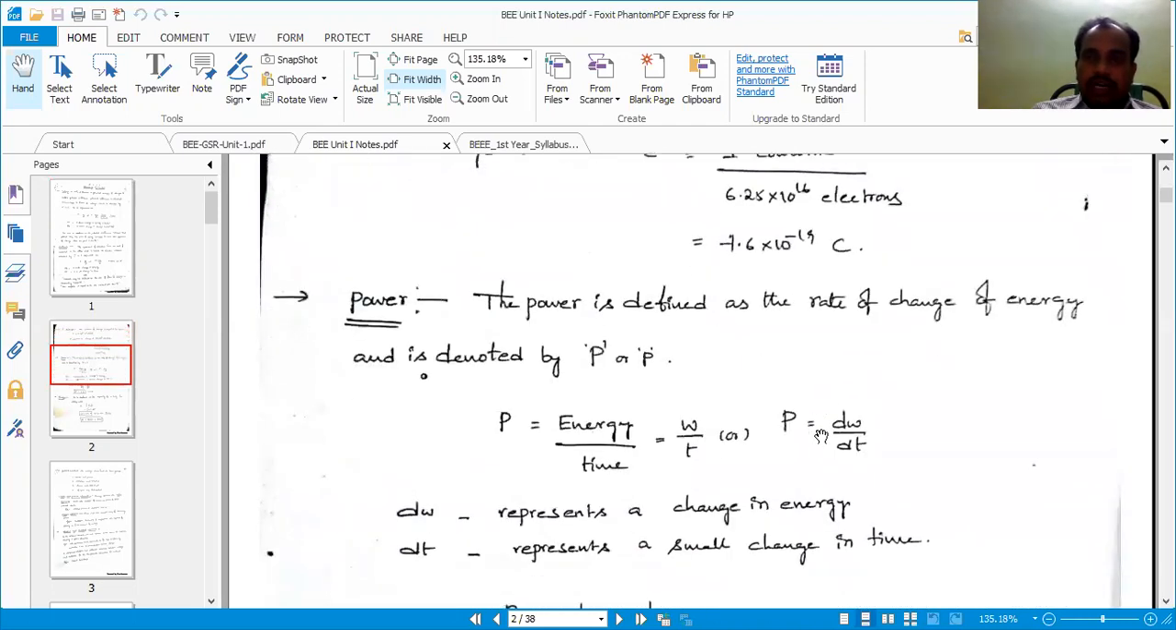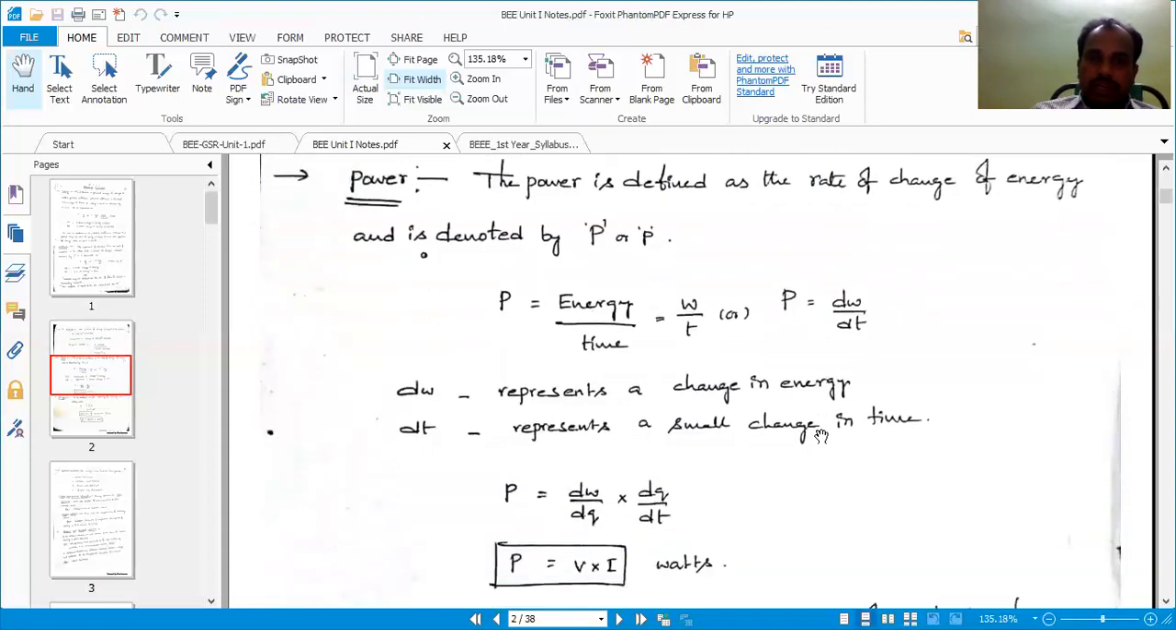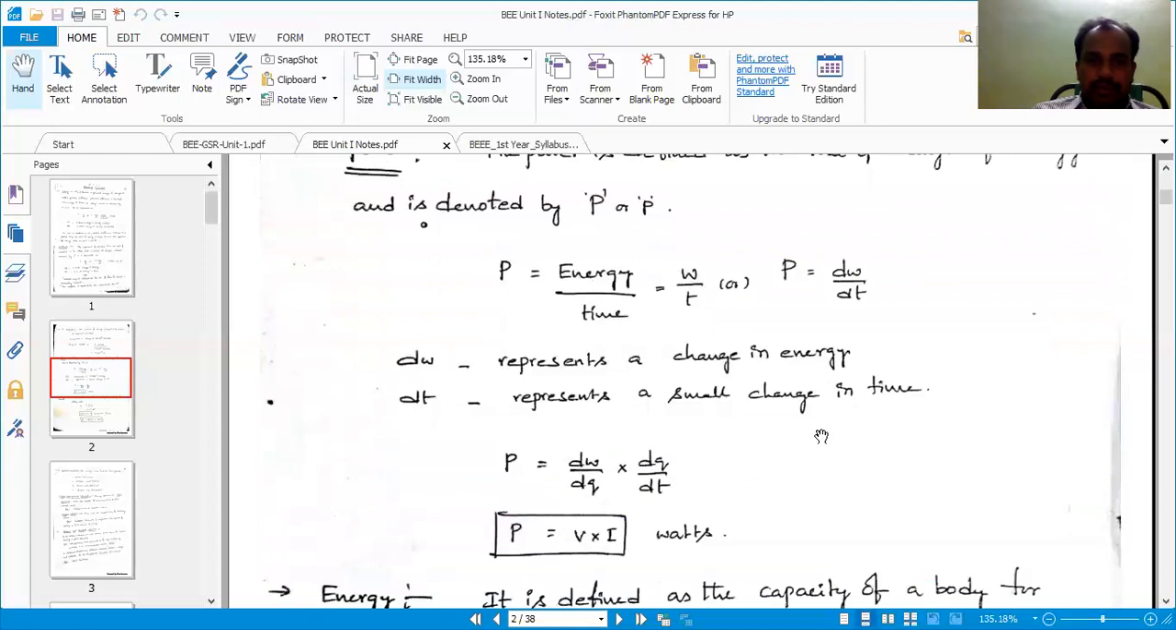The next terminology is power. Power is defined as the rate of change of energy. P equals energy by time, W by t, so P equals dW by dt. Here dW represents a small change in energy and dt a small change in time.